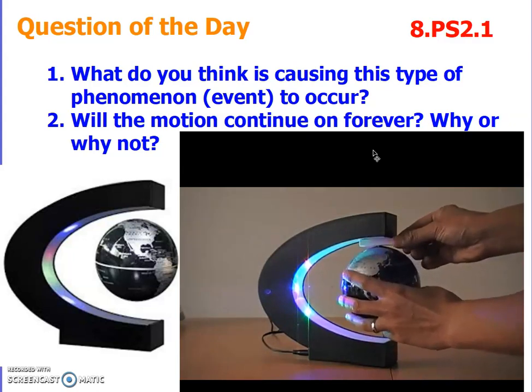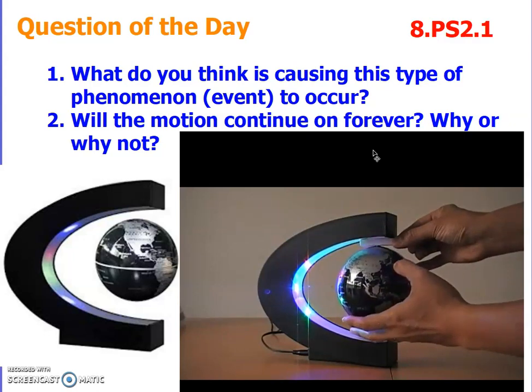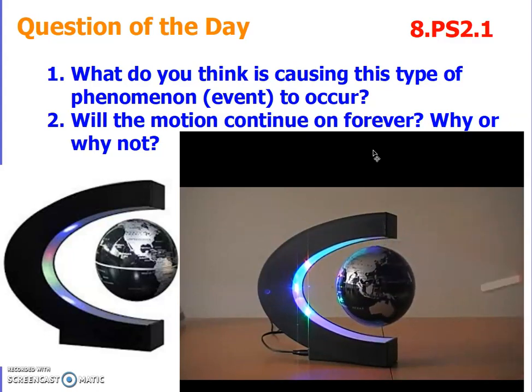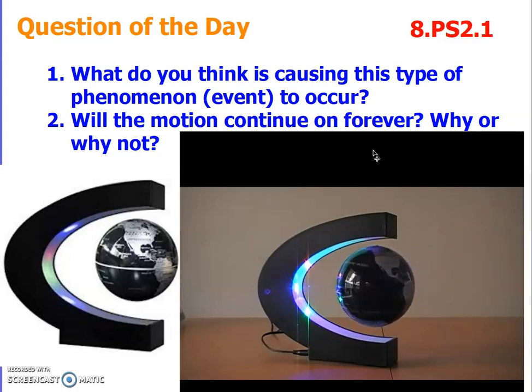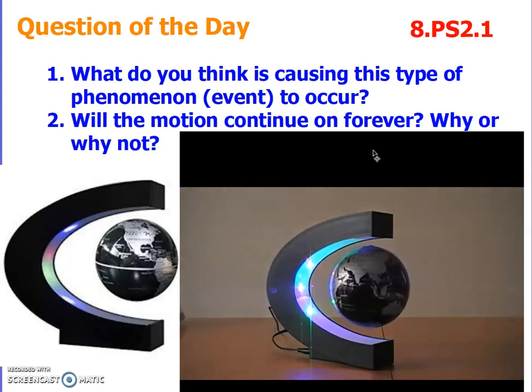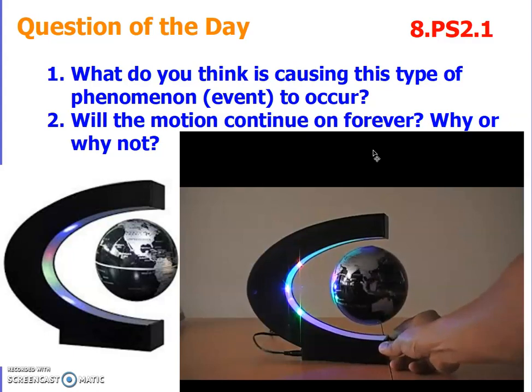Basically it looks like you've got a magnetic attraction. But once they take this bar away, you can see that it doesn't go up onto that particular device. You also know that it looks like it's plugged up, okay? So the question here is, what do you think is causing this type of phenomenon or event to occur? And number 2, will the motion continue on forever? Why or why not? When you answer number 2, don't tell me an I don't know, but tell me a yes or a no.